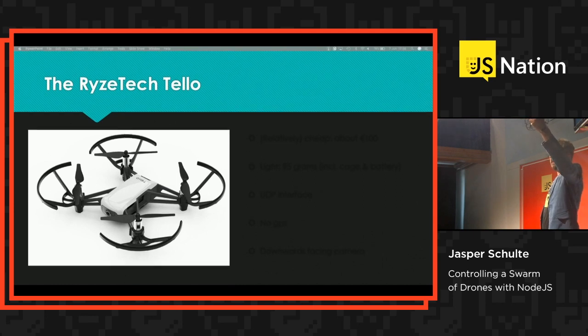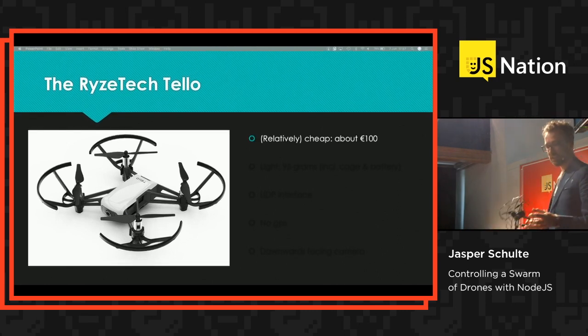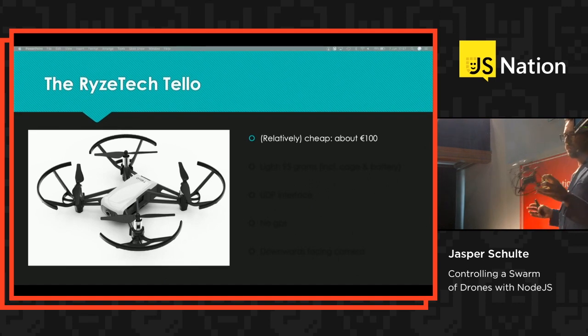So the drone of choice is this one. It's just the RiseTech Telo. I've never heard of this company before, but I tried a lot, and this one really hits the sweet spot in the sense that it's relatively cheap. It's around 100 euros. You can buy this one in the store for around 100 euros. I mean, it's still 100. It's not crazy cheap, but this is becoming kind of an amount that you can invest just to play around.